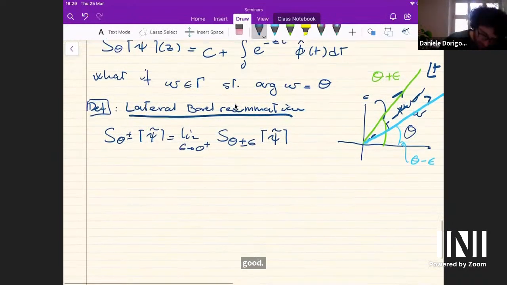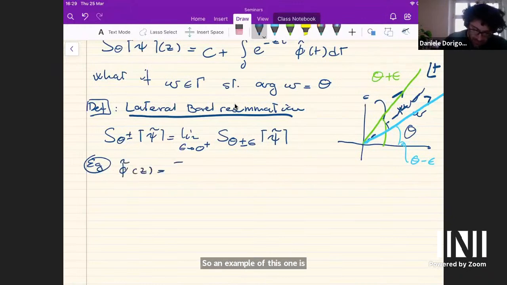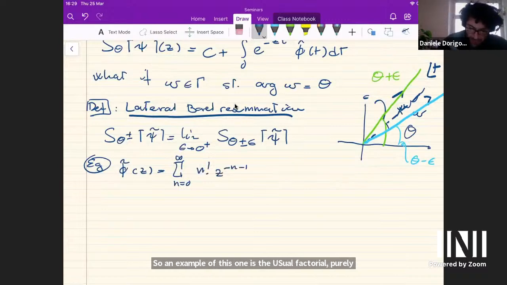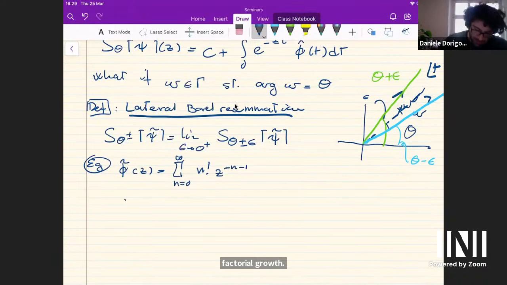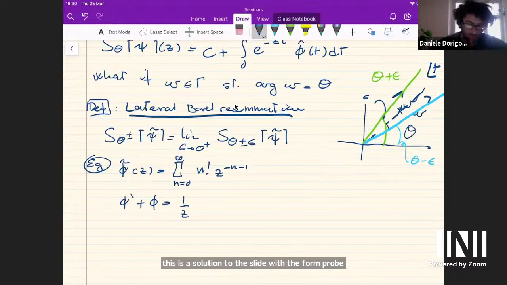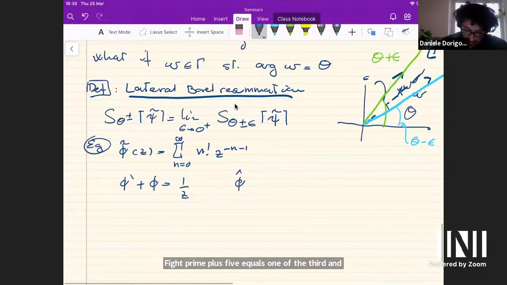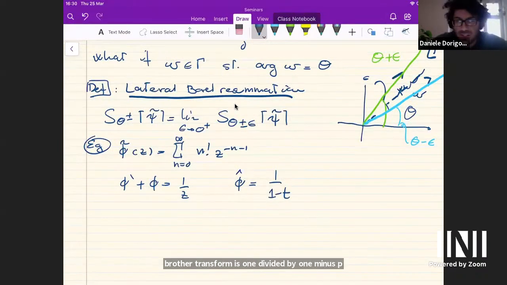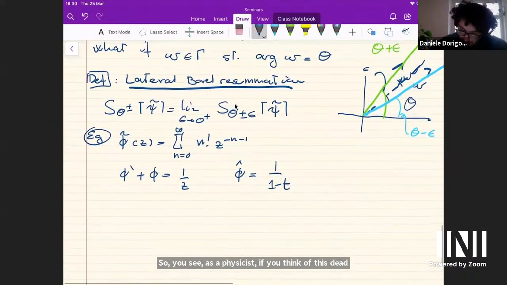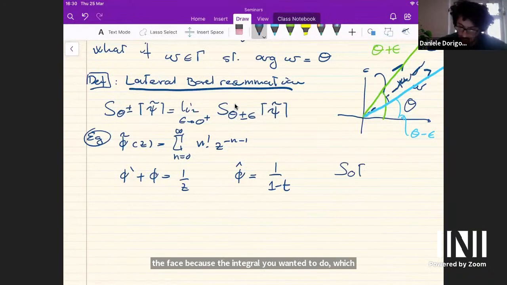So an example of this one is the usual factorial, purely factorial growth without any alternation in sign. This is a solution to the slightly deformed problem, phi prime plus phi equal to 1 over z. And the Borel transform is 1 divided by 1 minus t. So you see, as a physicist, if you think of this z as a positive coupling constant, you are hit directly in the face because the integral you wanted to do, which was the integral along the 0 direction, is not defined.